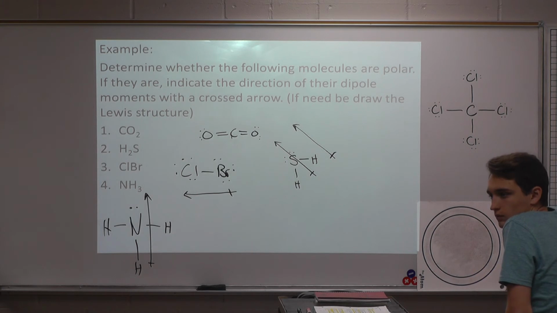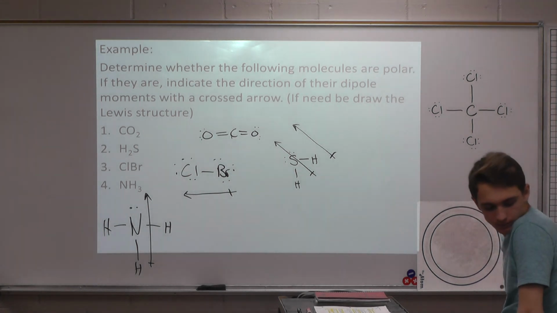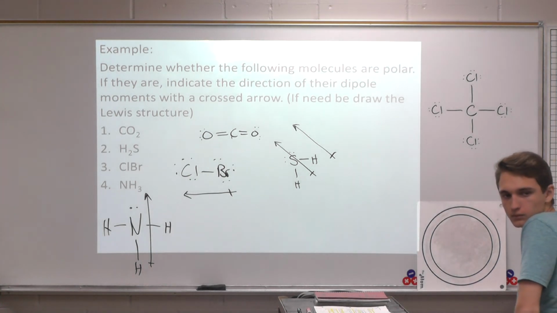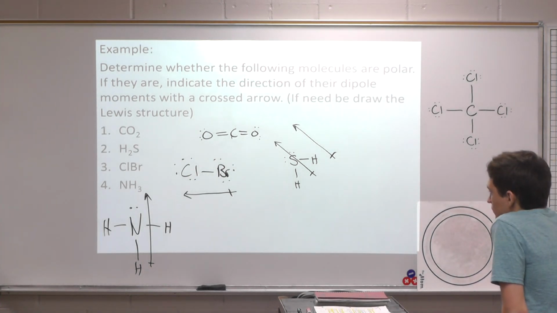But something like this, if I cut this down the middle, is it a mirror image? No, so it has to be polar, which means I'm going to have to put a dipole moment. In that case, we're looking for electronegativity. So it's more electronegative, the chlorine. So then I point it towards being pulled by the chlorine. Does that make sense?